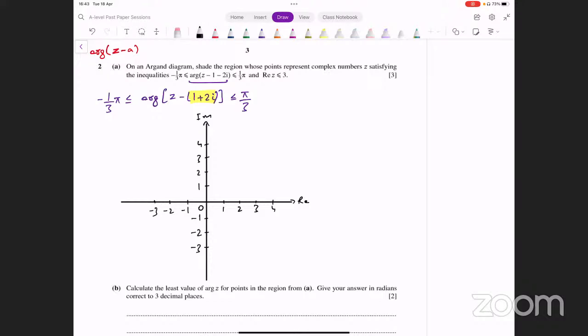ठीक है? Now let's plot that point first of all. 1 plus 2 iota ये point plot करना है. Where is that point going to be? This is the point 1 plus 2 iota. You first of all have to plot this point. Okay, this is where this point is going to be. Now, the angle is going to be measured from this point. Now remember, angle is always measured from the positive x-axis. तो आप यहाँ पे क्या करेंगे? इस point के right side पे एक line बनाएंगे.